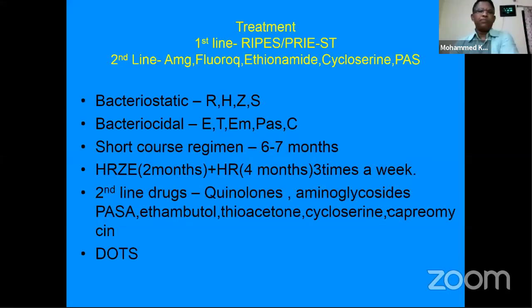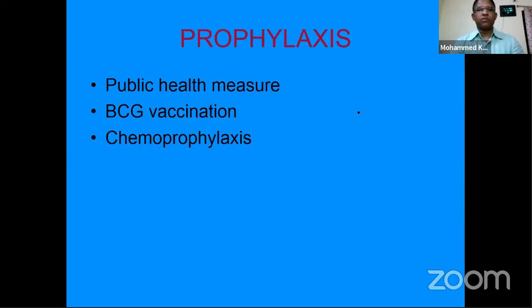Fine. This is a pharmacology topic. I would not like to touch upon this. What is the treatment? First line treatment, second line treatment. One thing I would like to share with you is a mnemonic for remembering the first line drugs, PRIES. P for pyrazinamide, R for rifampicin, isoniazid, ethambutol, and streptomycin.